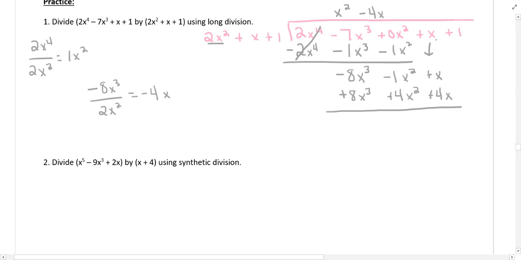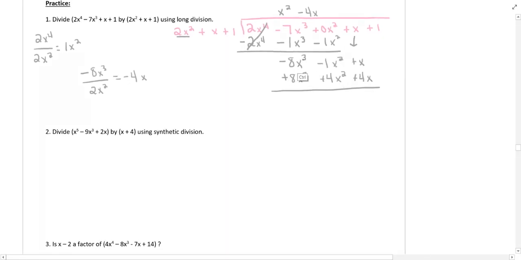Okay, so these are going to cancel here. Then I have negative 1 plus 4. So this is going to give me a 3x squared. And then I have x plus 4x, that'll give me a plus 5x. Then I'm going to bring down plus 1.